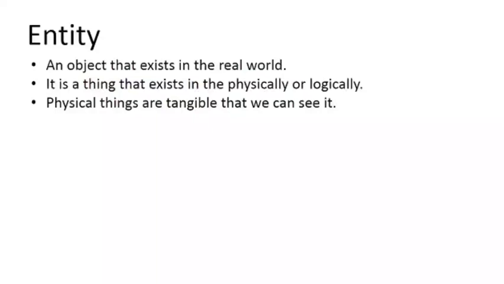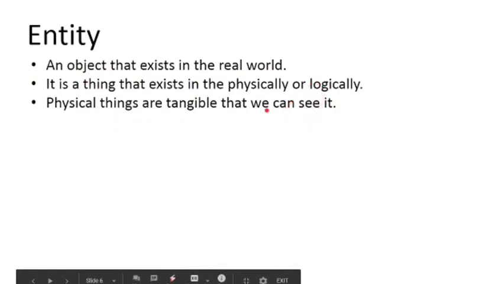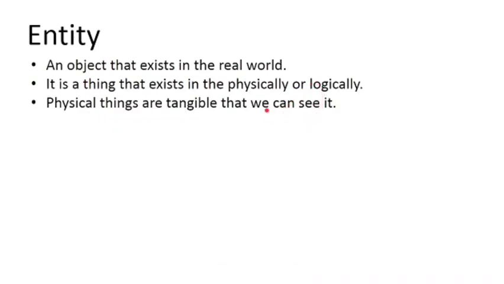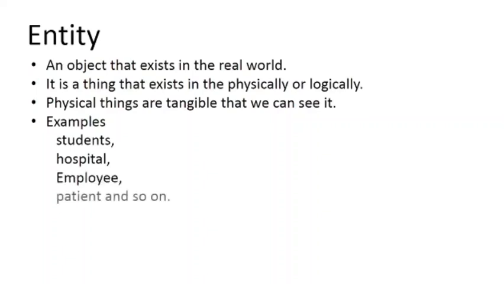Again, these are of two kinds, that is, the object exists either physically or logically. Physical things are tangible, that is, we can see them. Some examples are students, hospital, employee, patients, and so on. We can see the student, we can see the hospital, we can see the employee, like that. Then what is logical?